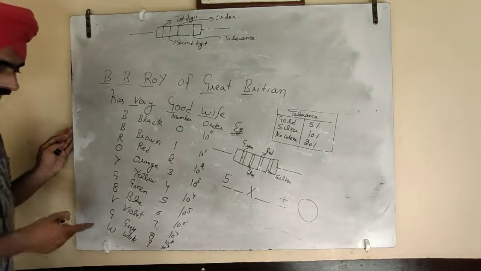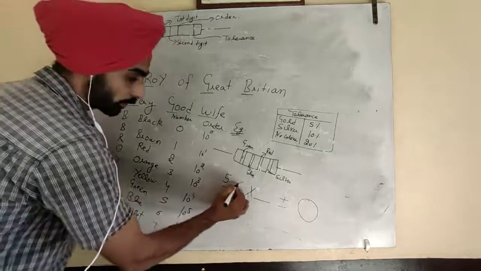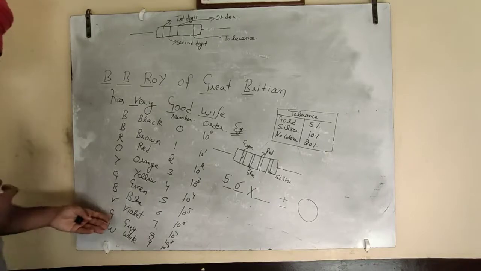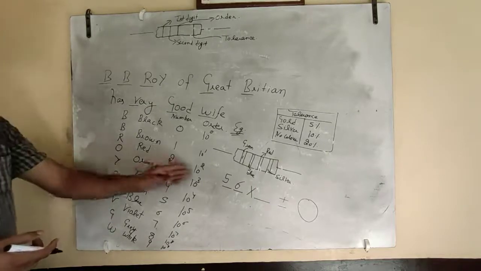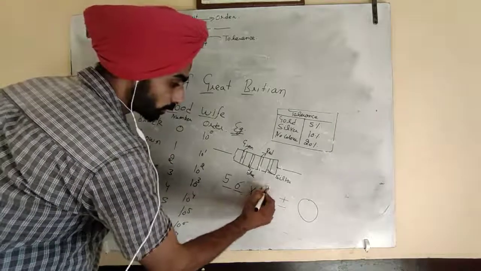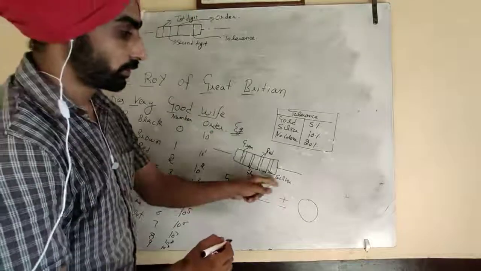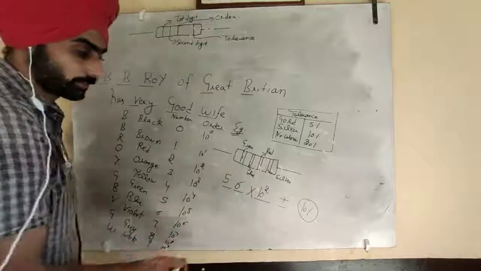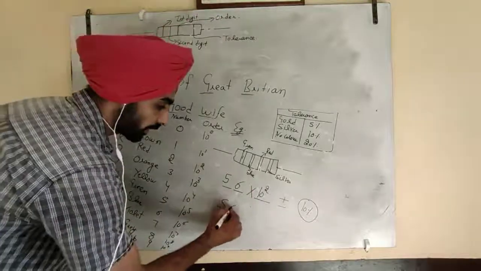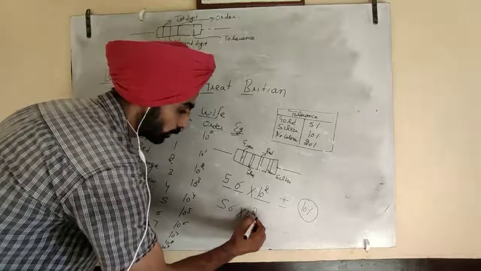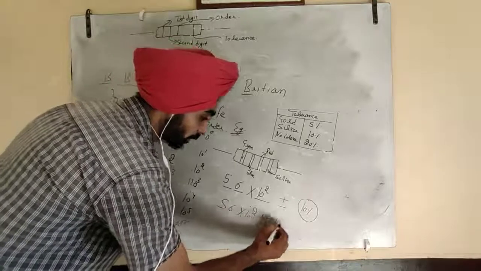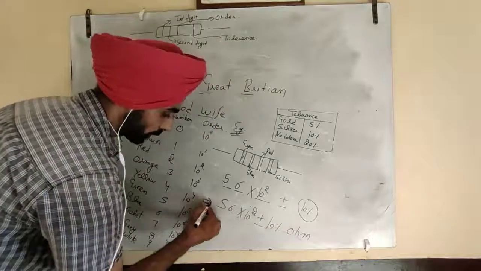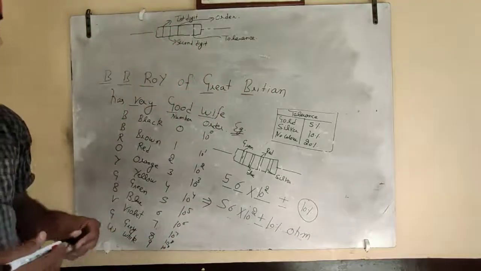So what is the second color? Blue is the second color. What is the digit of blue? 6. So what is the order of red? Red order is 10 to the power 2. So what is the tolerance of silver? 10%. Now, what is this? 56 times 10 to the power 2, plus minus 10%. Afterwards you will write ohm. So this is the rating of a resistor.